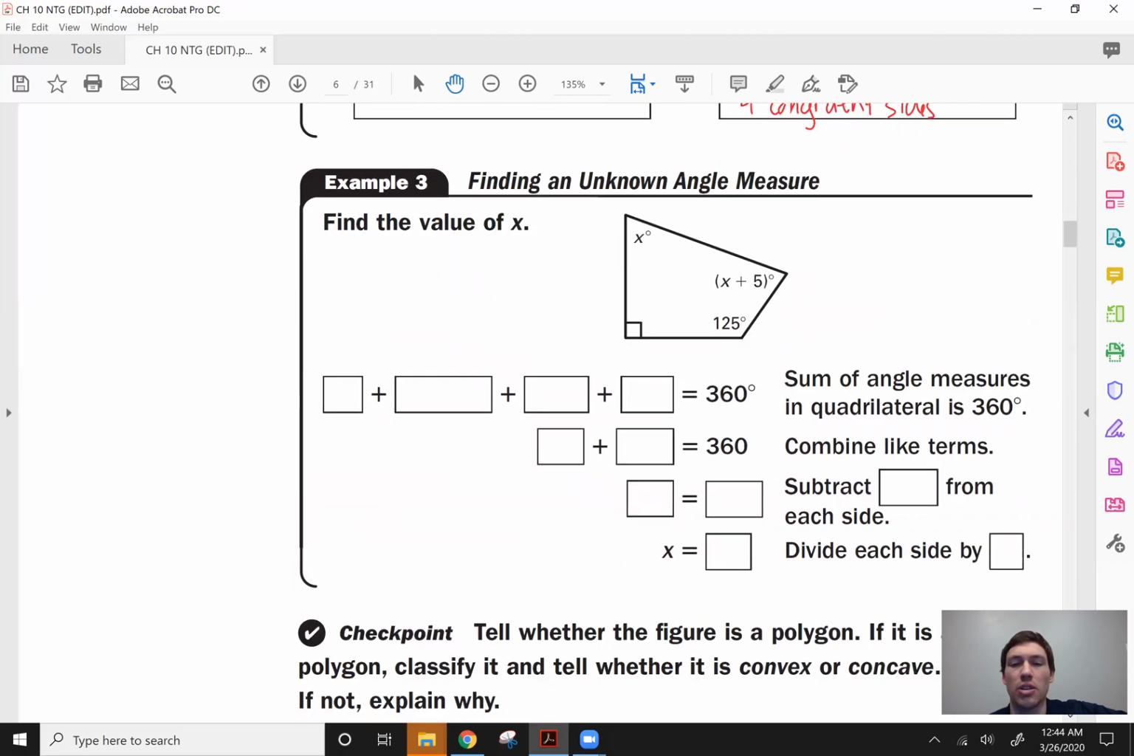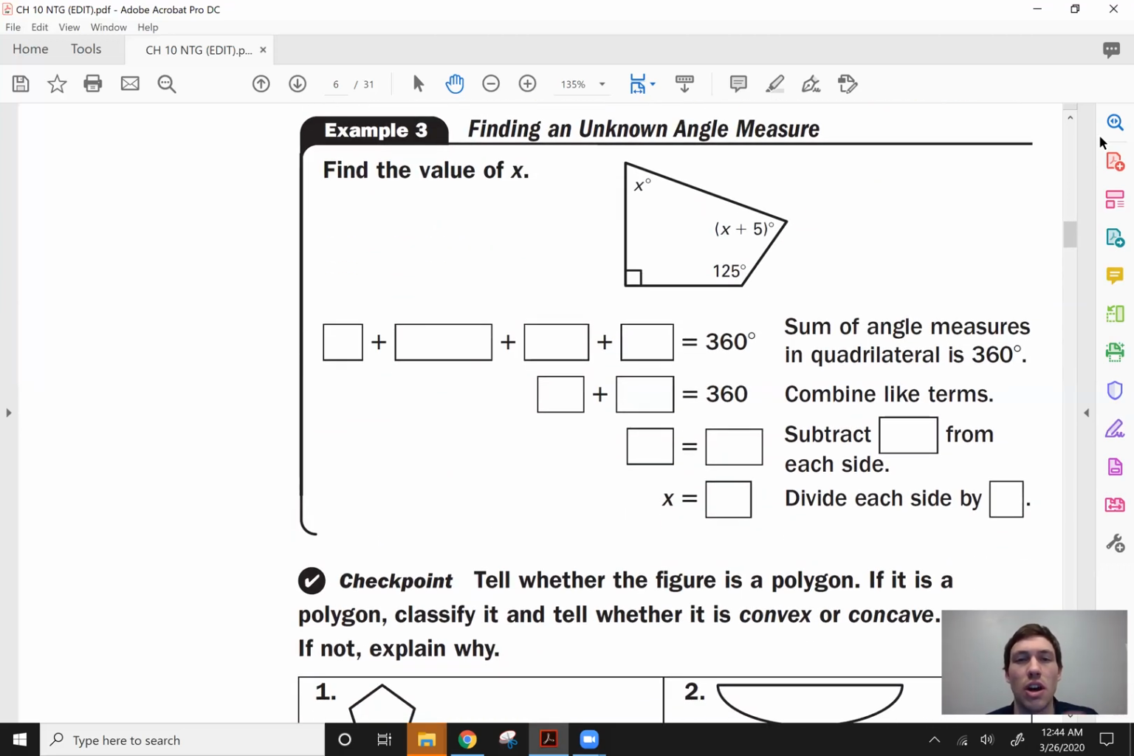Finding an unknown angle measure. So remember with triangles, all the angles add up to what? 180. In a quadrilateral, they all add up to 360. So if I take this angle, this angle, this angle, and this angle, and add them all together, I know for a fact, because it's a quadrilateral, it will add up to 360. So let's go ahead and write that out.